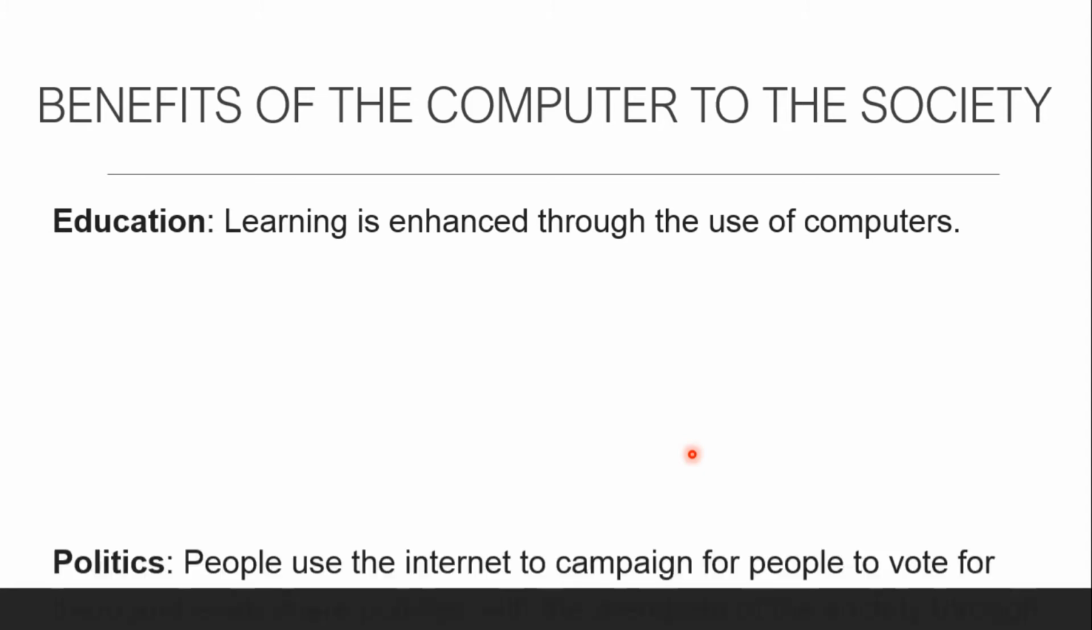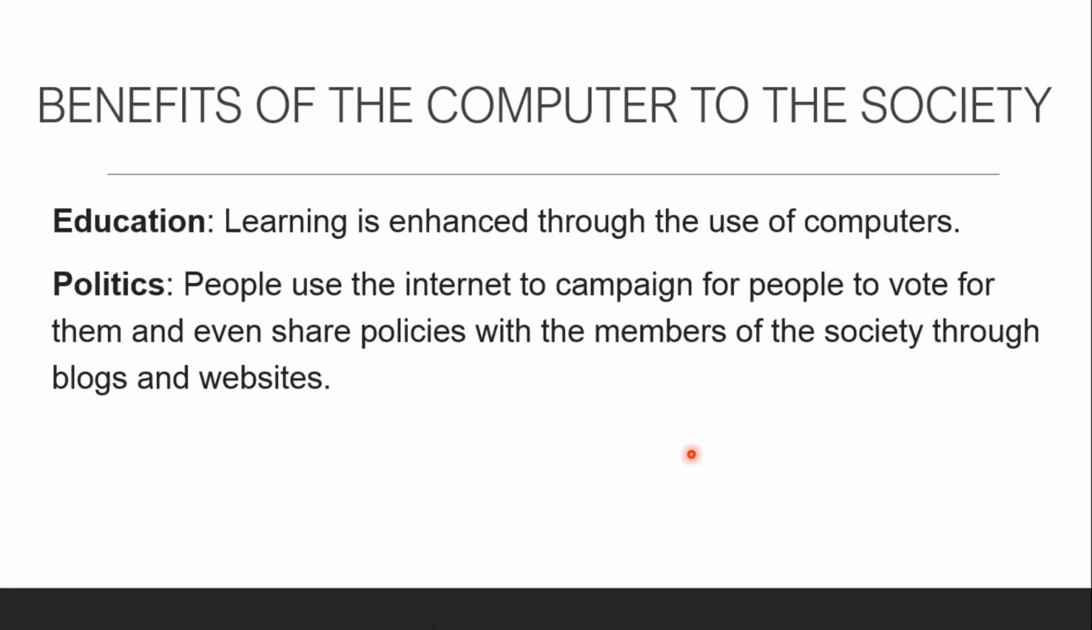Let's look at another one. Politics. A lot of people use the internet and computer to campaign for people to vote for them, and even share policies with the members of the society through blogs, websites, and so many other things. So politics is enhanced. Computer does a whole lot of work for us in politics. And in voting, computer also can help to process votes and make a credible election to be achieved. So we discover that politics and computer go together. All right, so computer has a good aspect of helping politics also.